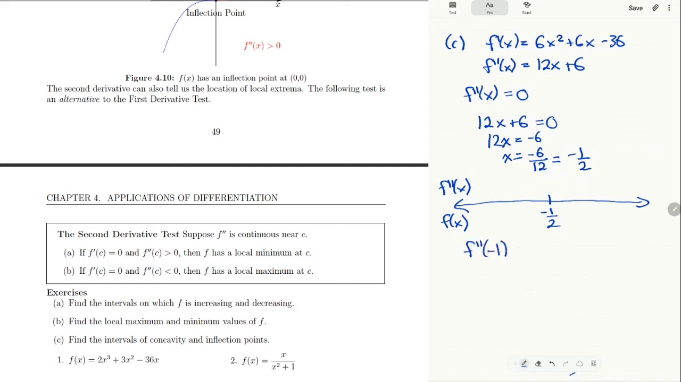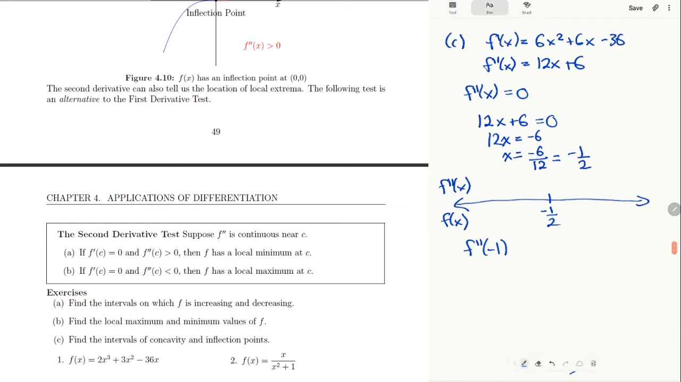And so we want to test the second derivative at negative 1. So we have 12 times negative 1 plus 6. That's negative 12 plus 6, which is negative 6. So we have a negative number on this interval. So that means that f double prime will be negative between negative infinity and negative 1/2. And since the second derivative is negative on this interval, this tells us that the function is going to be concave down.